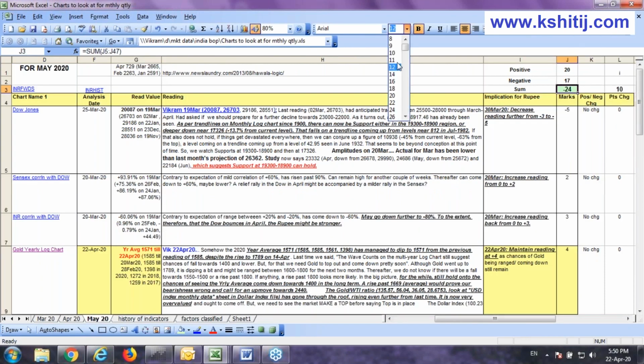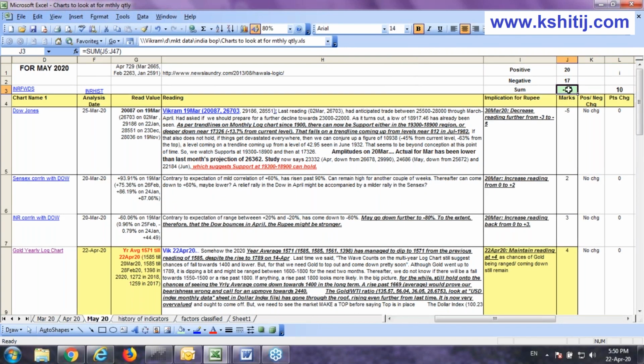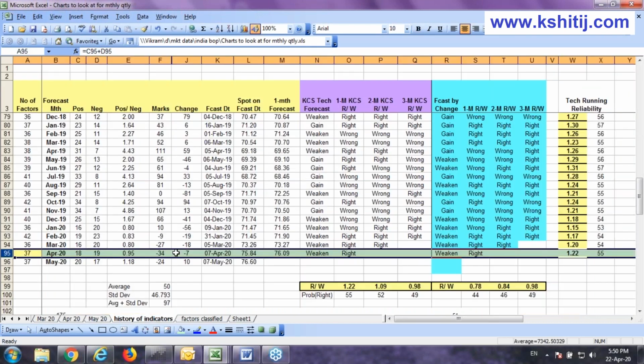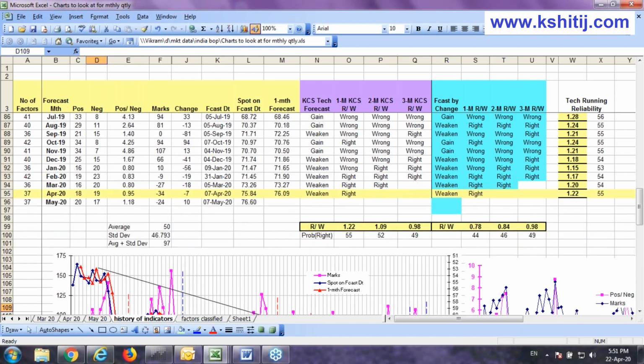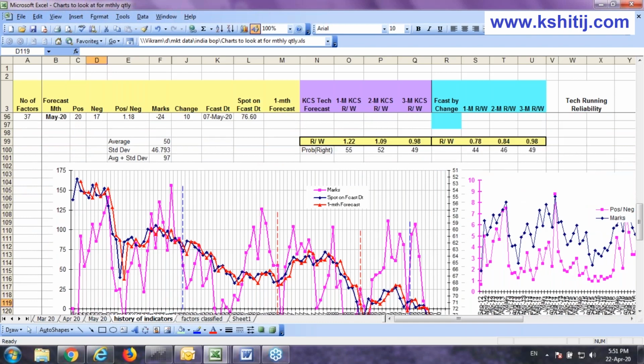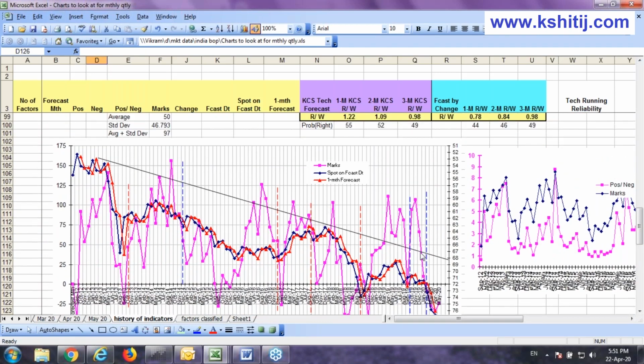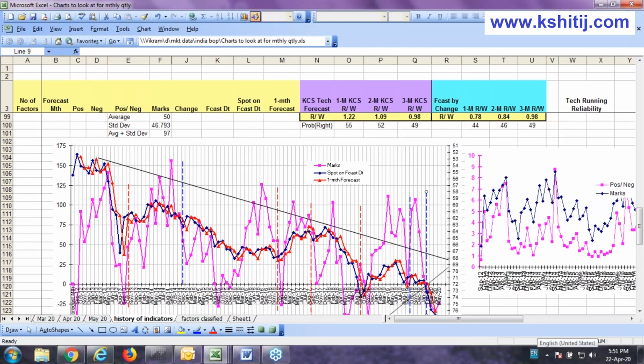Say you can see -24. This is based on April figures. Okay, and that comes here. April was -34, and there were 18 factors which were positive for the rupee, 19 factors which were negative for the rupee, and the marks are then charted along with the rupee, and this actually works as a contrarian indicator for us.